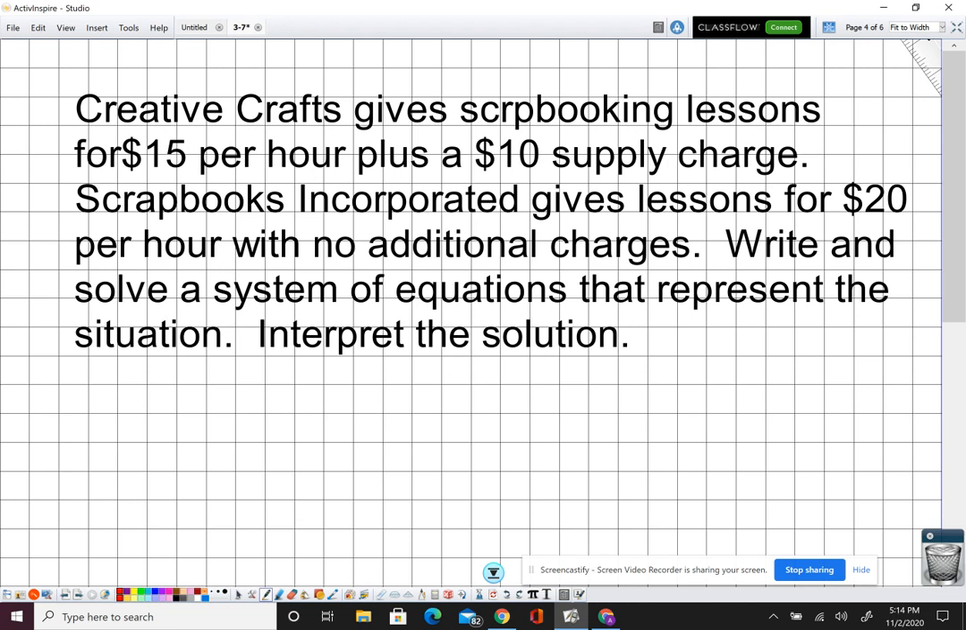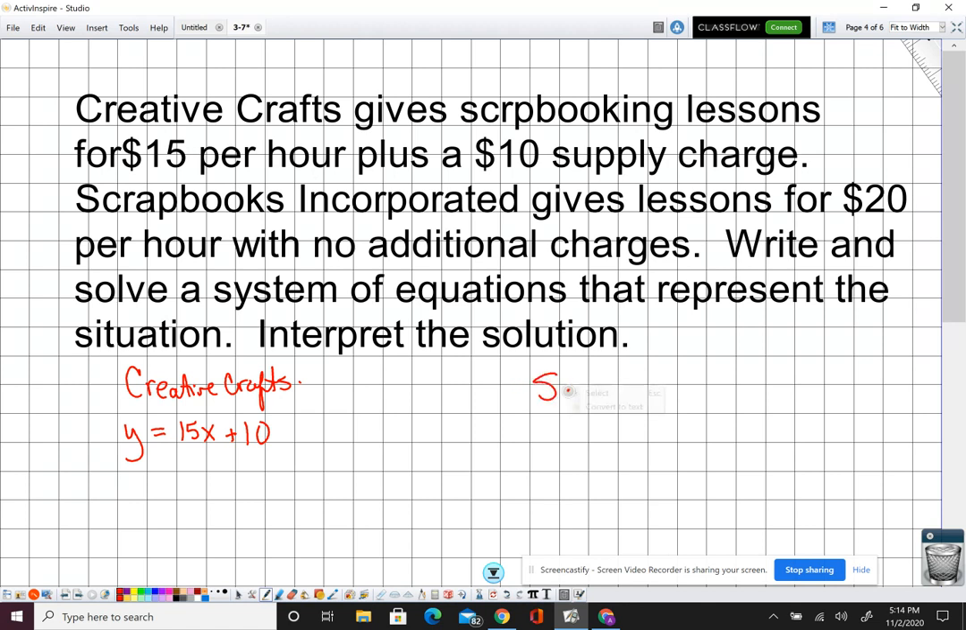So let's talk about Creative Crafts. Creative Crafts charge, so Y is going to be our cost, our total cost. They charge a $10 supply charge and $15 per hour. X is going to be the number of hours that the class is, and the Y is the total cost. So that would be our graph for that, or our equation for that.